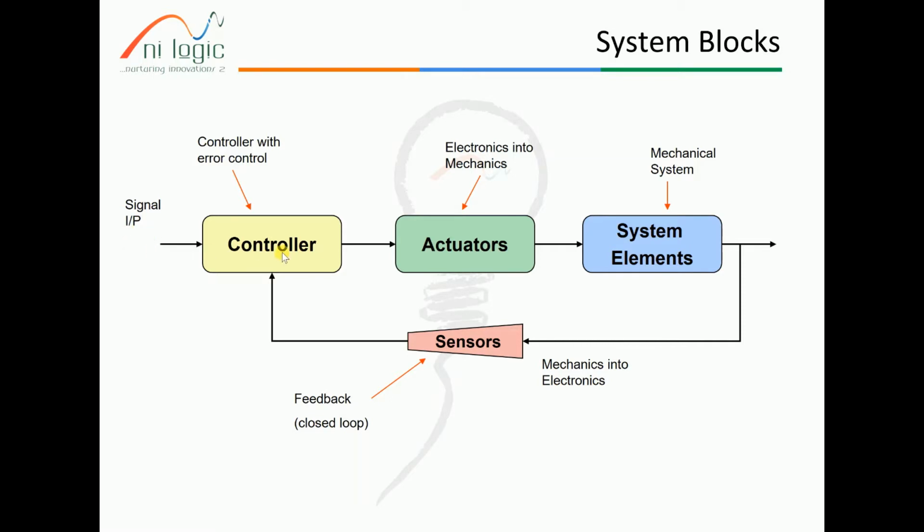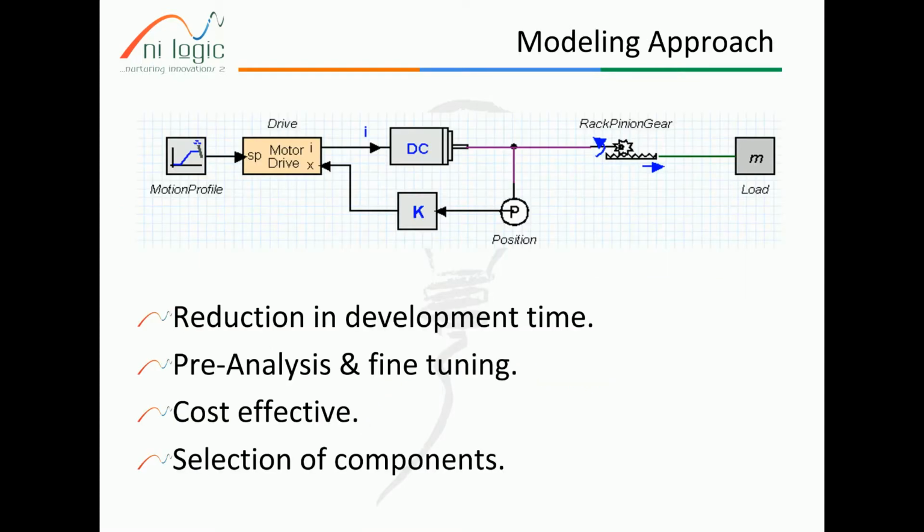The controller decides how much the mechanical system is deviating from the set point, and it gives an error signal, which in turn actuates the actuators, or makes the actuators respond accordingly. Now these actuators may be a DC motor, solenoid, or anything which converts an electrical signal into a physical quantity like movement, position, or anything like that.